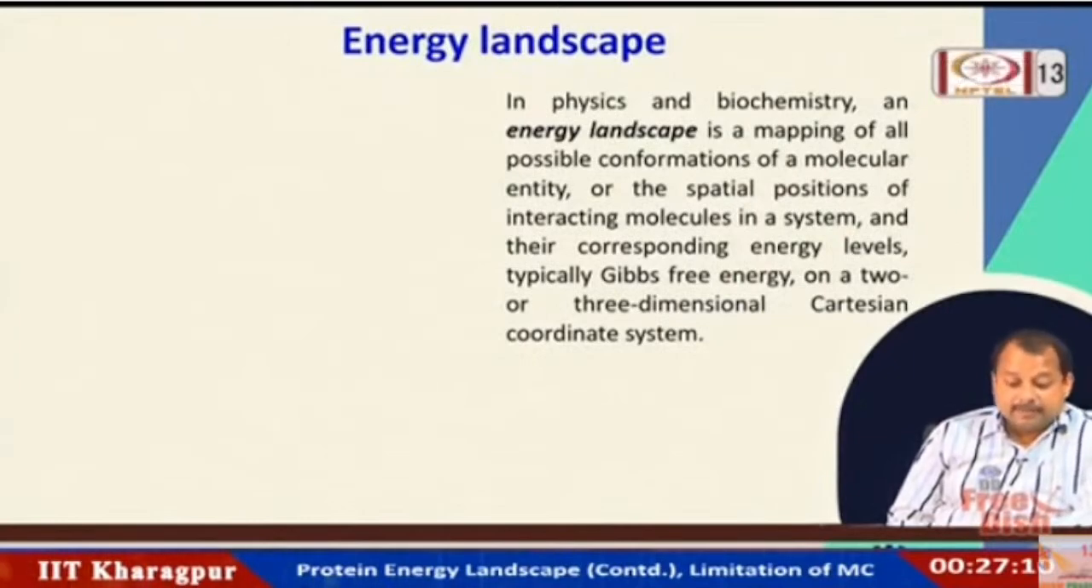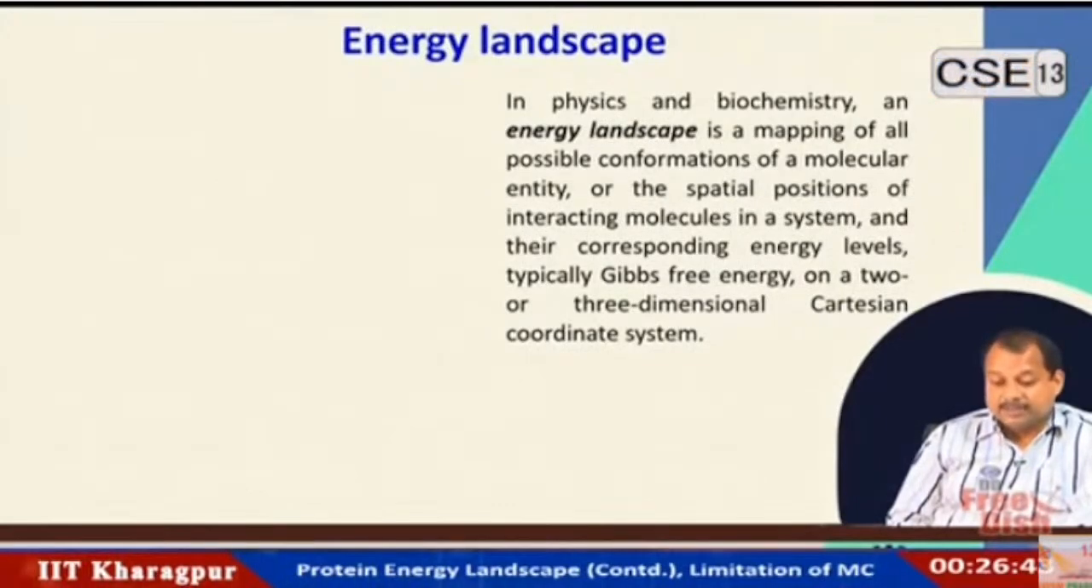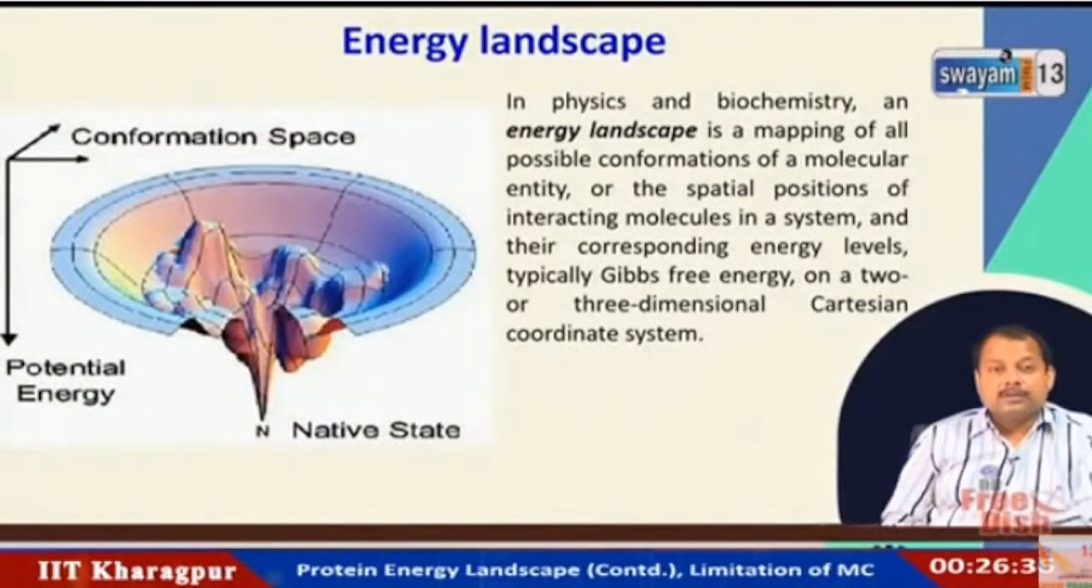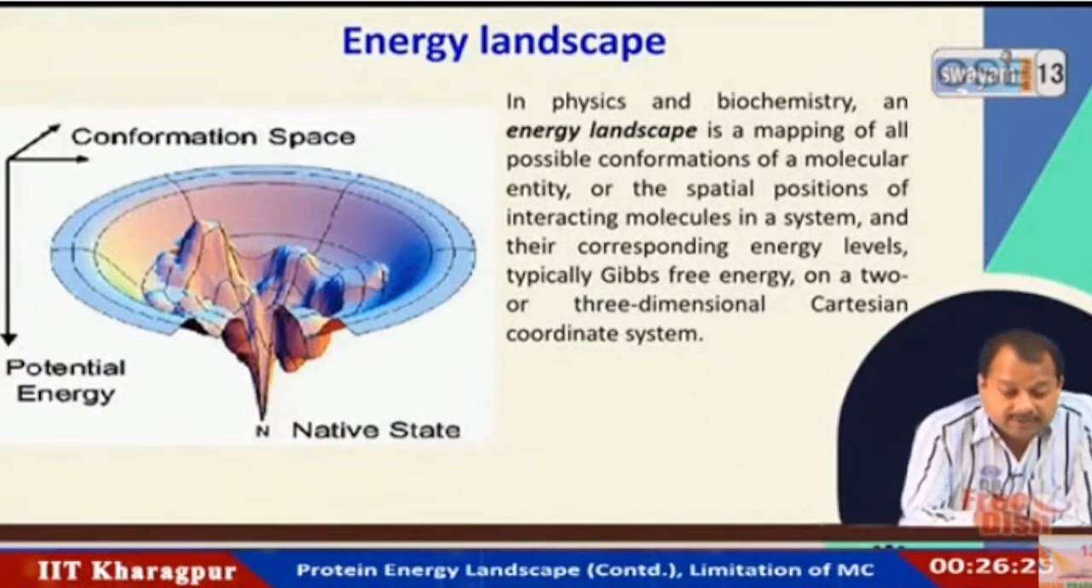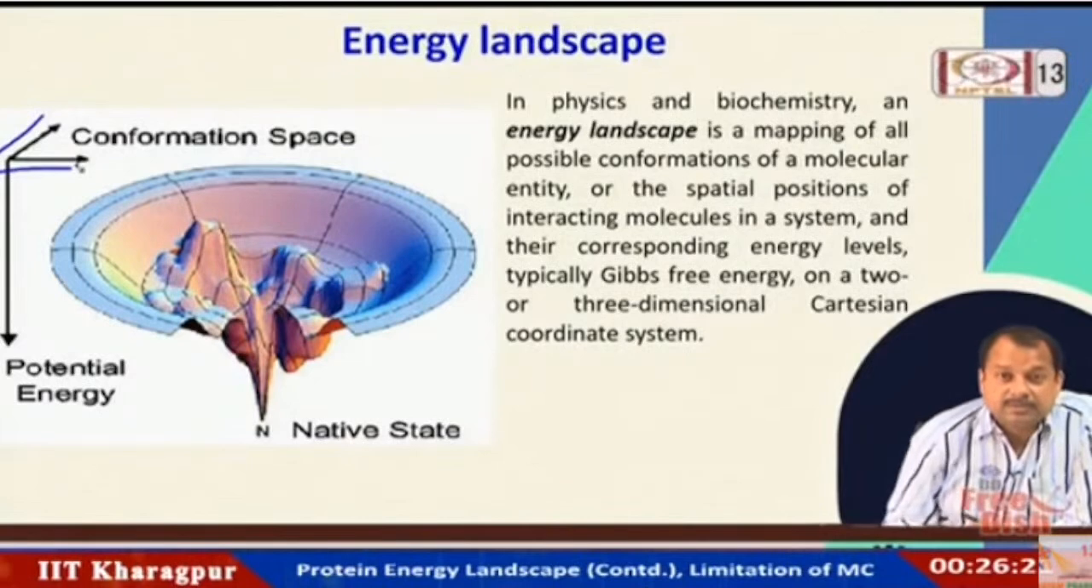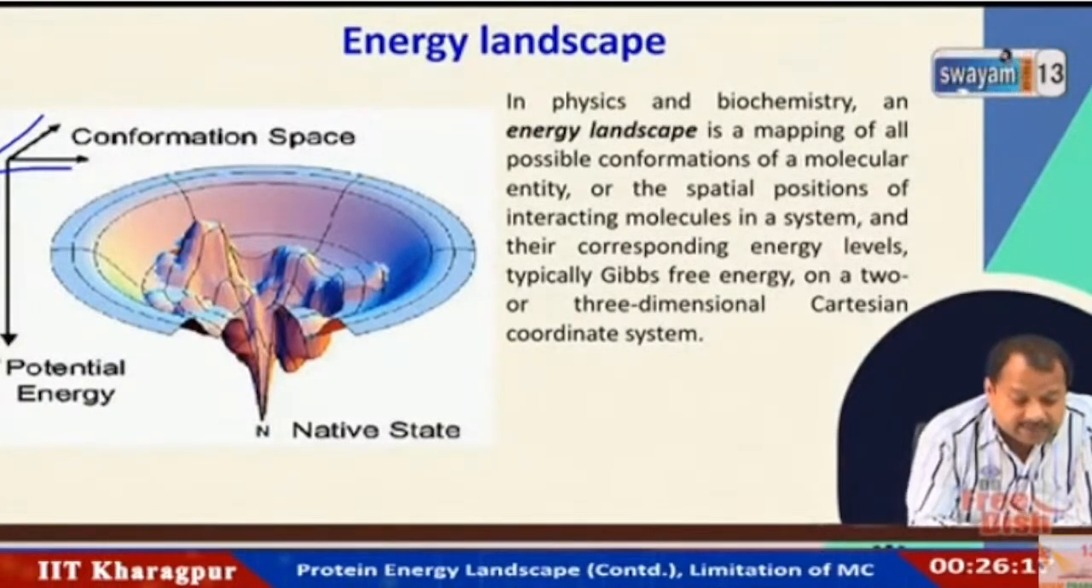Dill and Chan in 1997 published one very good paper in Nature Structural Biology. Taking the extract from there, he gave the concept that in physics and biochemistry, an energy landscape is a mapping of all possible conformations of a molecular entity, or the spatial positions of interacting molecules in a system, and their corresponding energy levels. It typically gives free energy on a 2 or 3 dimensional Cartesian coordinate system, and he also gave this diagram. I have taken this diagram from his paper, where you can see the conformational space. This is my conformational space, and potential energy is in another dimension.